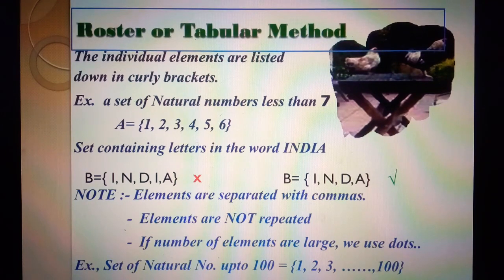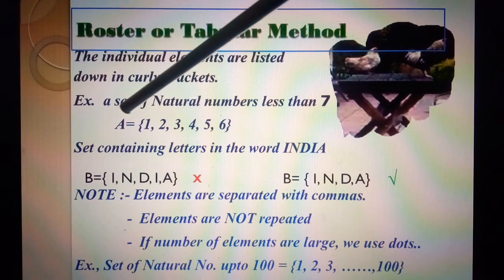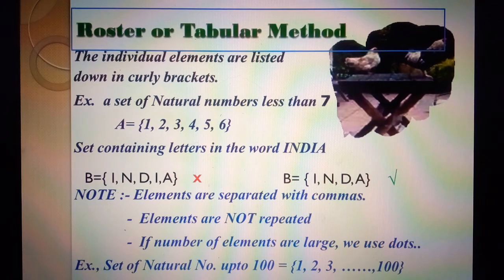So we need to note that elements are separated with comma in case of roster or tabular method, and they are within curly brackets. If number of elements are large, we use dots. So for example, if we have a set of natural numbers up to 100, then we may write within curly bracket 1, 2, 3, then dots, and then finally 100.